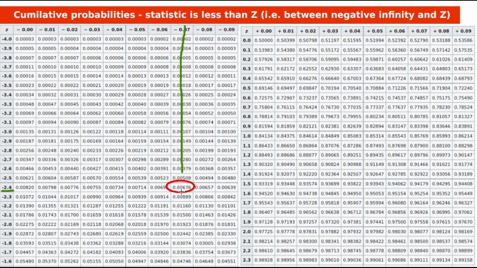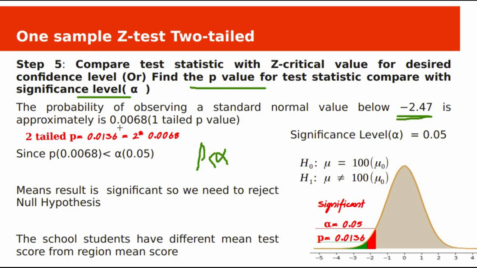It is 0.0068. This is the one-tail p-value. For two-tail p-value, multiply this one-tail p-value by 2. You will get the two-tail p-value 0.0136. This p-value calculation for right tail, left tail, and for two-tail test will be different. For more details about how to calculate this p-value, see the video Introduction to Hypothesis Testing with Statistical Significance. In that video, p-values are explained in more detail.